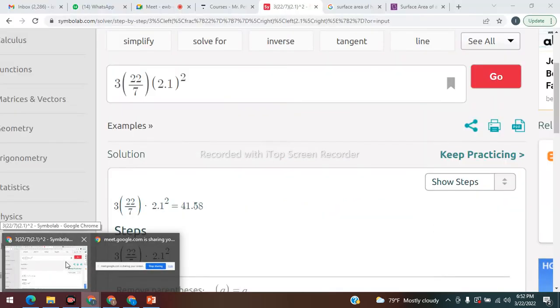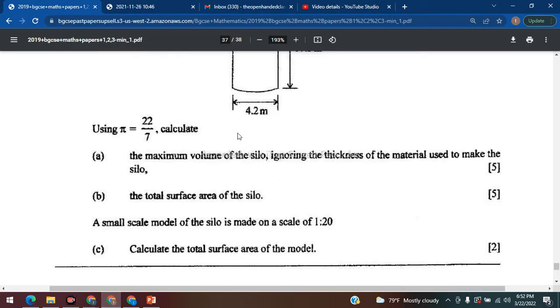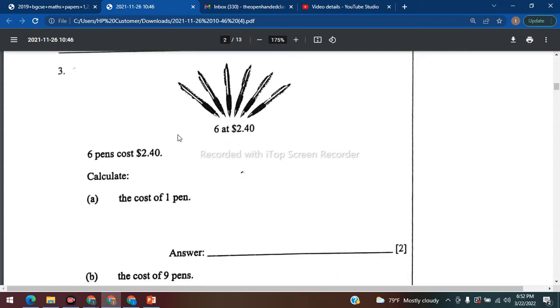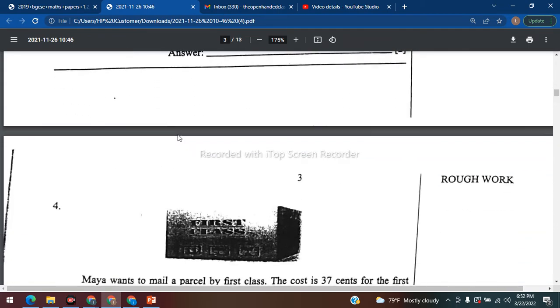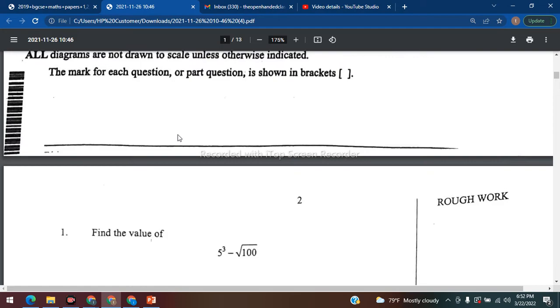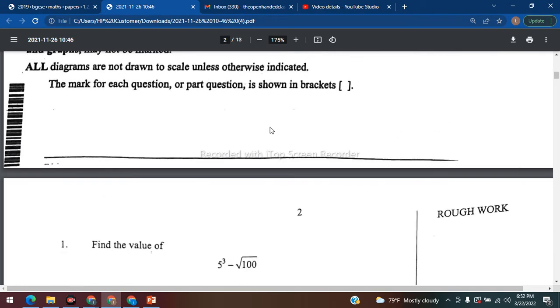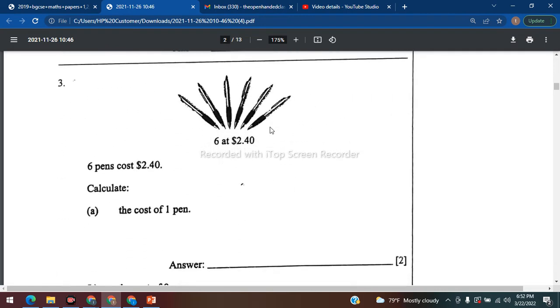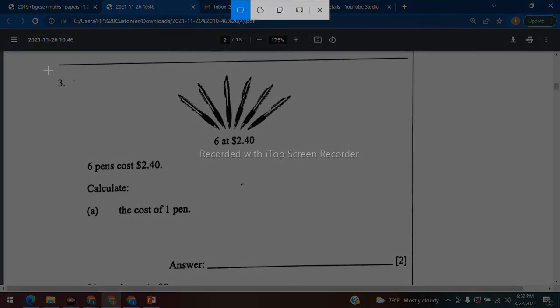Okay, so let's move on. Number 3. This is the last question, I think. It's the last question on this paper 2, BGCSE paper that we're doing, 2016. The last question, number 3. Should be pretty straightforward.